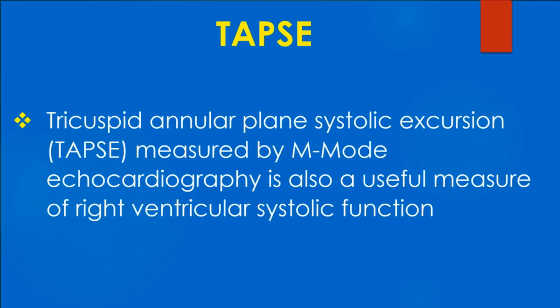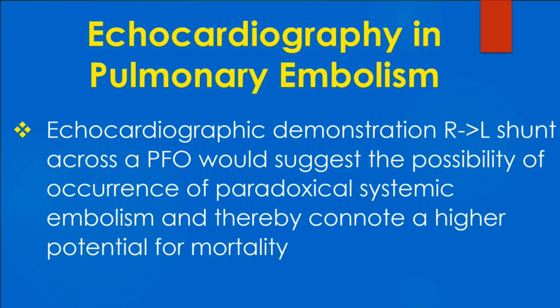Tricuspid annular plane systolic excursion measured by M-mode echocardiography is also a useful measure of right ventricular systolic function. Echocardiographic demonstration of right to left shunt across a patent foramen ovale would suggest the possibility of occurrence of paradoxical systemic embolism and thereby connote a higher potential for mortality.